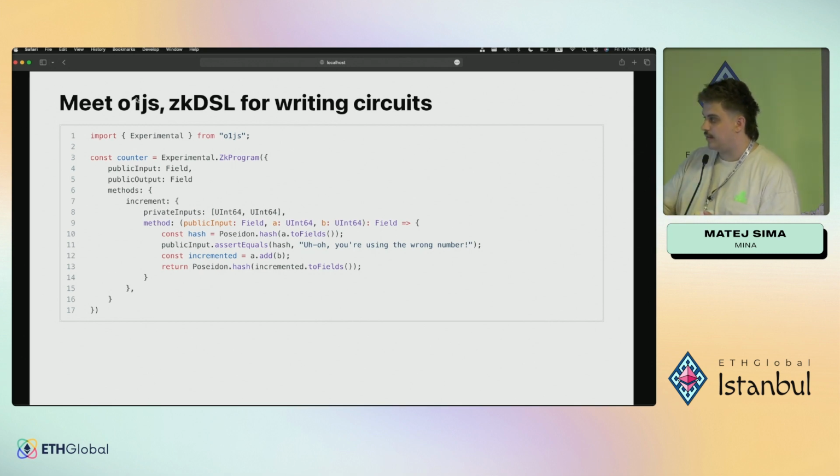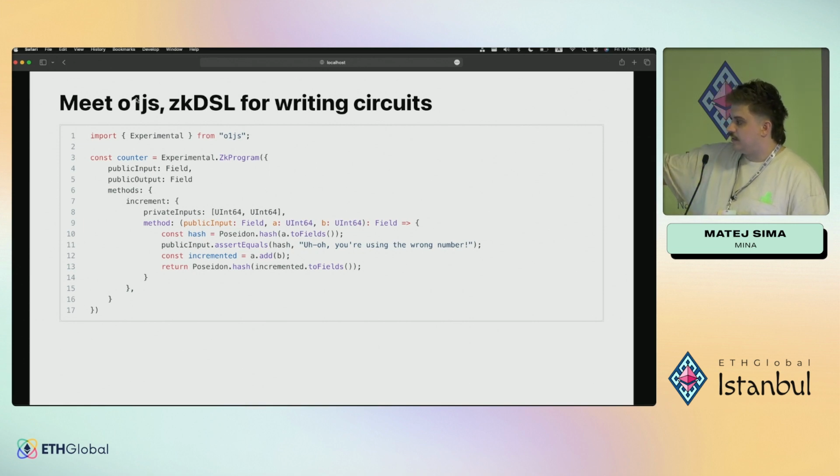The following program is very simple. It's basically a program that proves a transition from one counter to another counter. And it only allows you to perform the transition from a hash of a number to another hash of a number if you know the preimage of the hash, right?